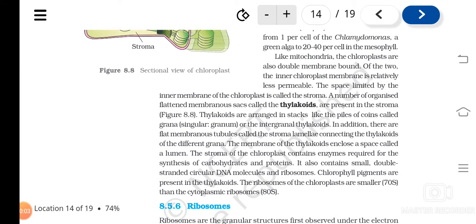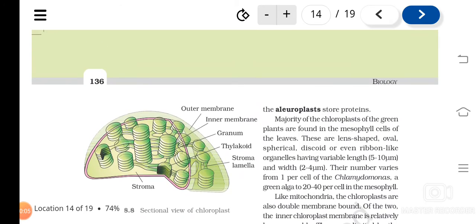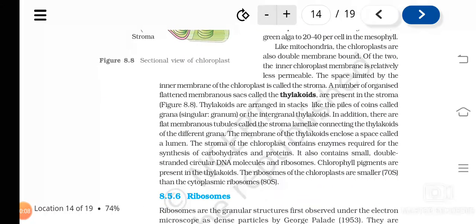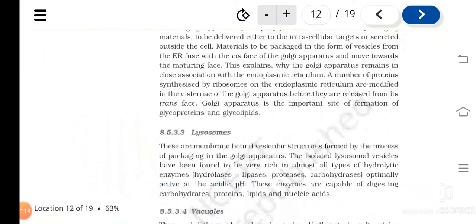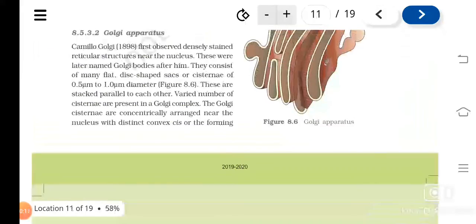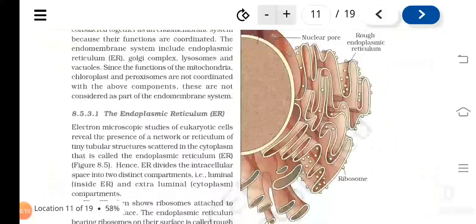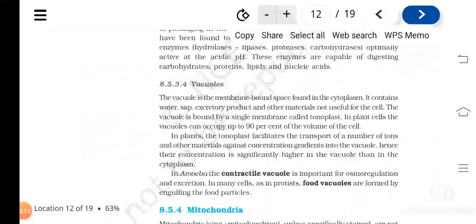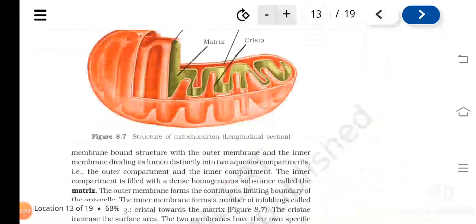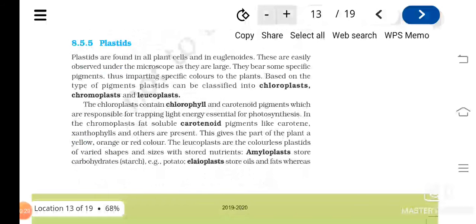So we were studying about various cell components, isn't it? And we have seen the endomembrane system, that includes the Golgi apparatus, ER. Then we also have seen lysosomes, etc. And we studied about the mitochondria and chloroplast or plastids.